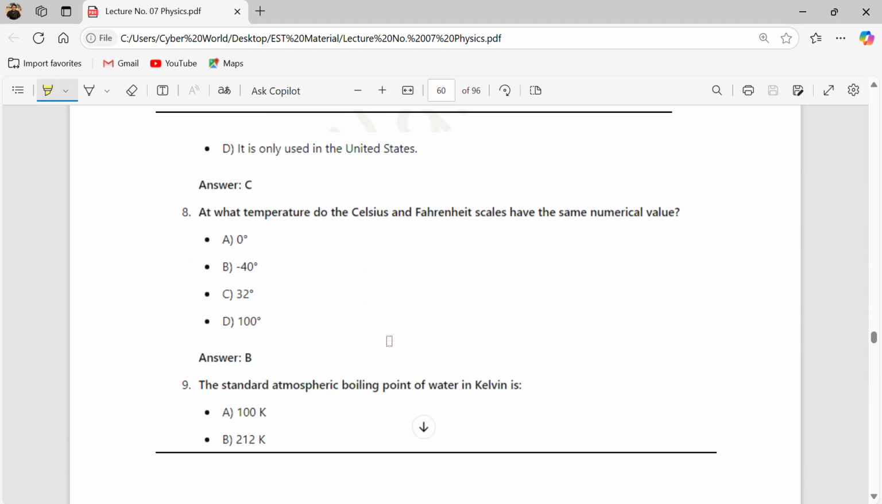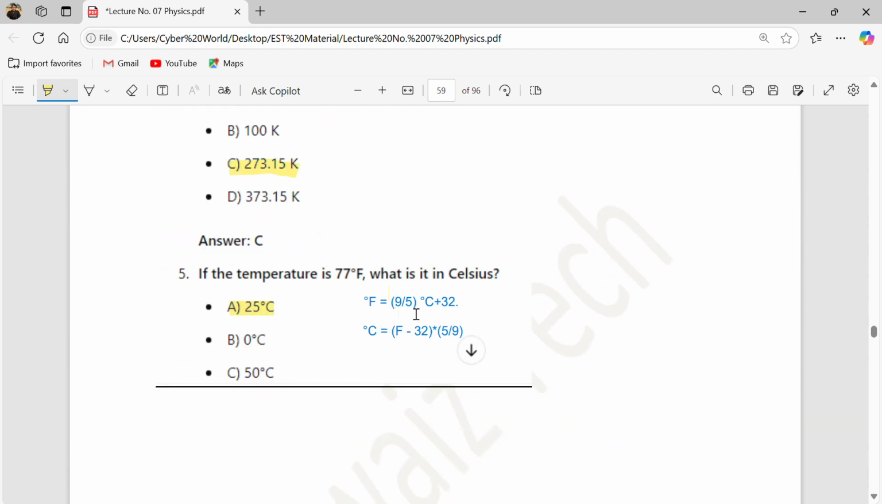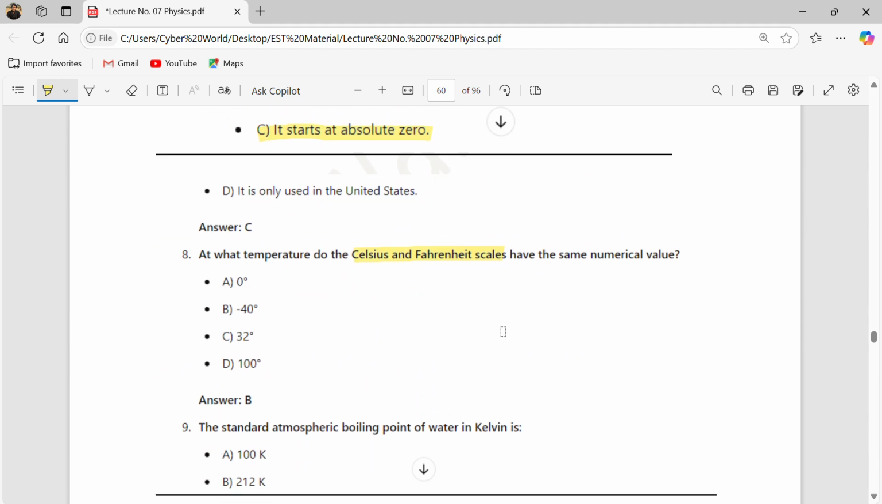At what temperature do Celsius and Fahrenheit have the same numerical value? This is a very conceptual problem. At which value do Celsius and Fahrenheit both have the same numerical value? You know the expressions of Celsius as well as Fahrenheit. These are the formulas. If you put the right value of Celsius and the right value of Fahrenheit, you get both answers the same. So the answer is minus 40 degrees Celsius.